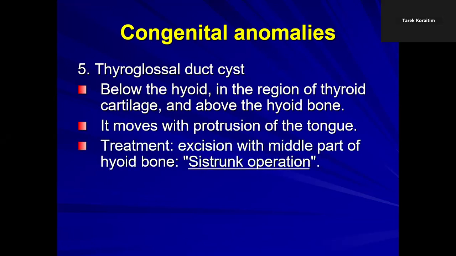Its treatment is excision with the middle part of the hyoid bone in an operation called Sistrunk operation, where we excise the cyst, the part of the duct that connects this cyst to the central part of the hyoid bone, and the remnant of the tract going up to the foramen cecum. This whole part should be excised en bloc in the Sistrunk operation, so that we guarantee up to 98 or 99% that there is no recurrence in the future.